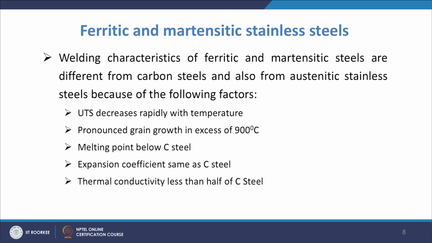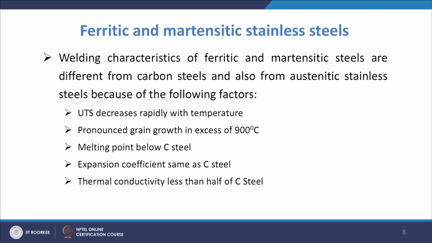Then the melting point is also below the carbon steel, and the expansion coefficient of these steels is the same as the carbon steel. So, here you see that for austenitic stainless steel the expansion coefficient is quite high, whereas for the ferritic and martensitic stainless steels the expansion coefficient is the same as that of the carbon steel. And then the thermal conductivity of these steels is less than half of the carbon steel.